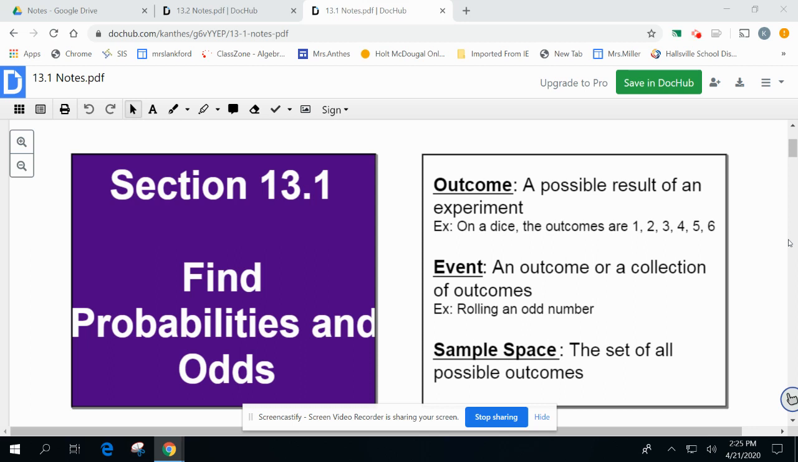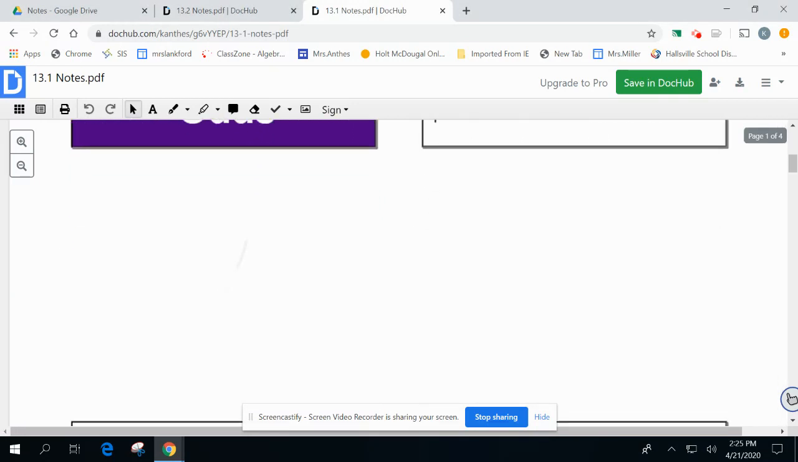All right, this is section 3.1, and it's finding probabilities and odds. You've done some of this in past years, but probably not into this much depth. So I would like you to pause the video and look over your vocab words. We're going to talk about outcomes, events, and sample spaces. Sample space is all possible outcomes. You're going to hear that quite a bit.